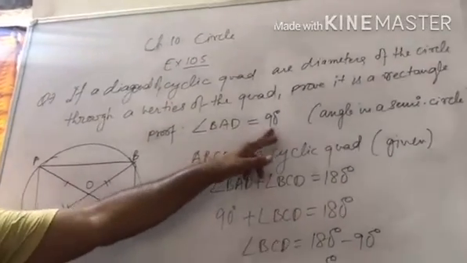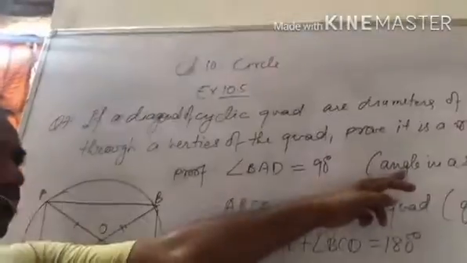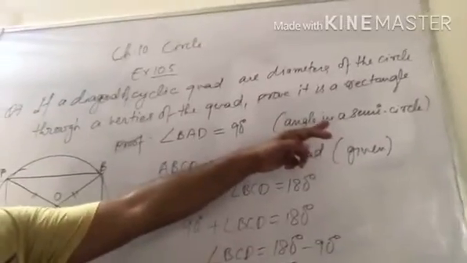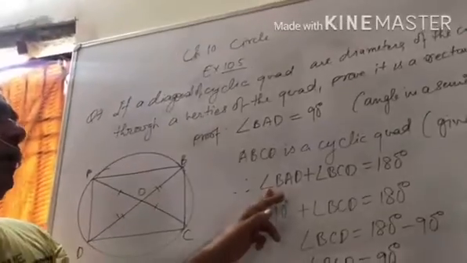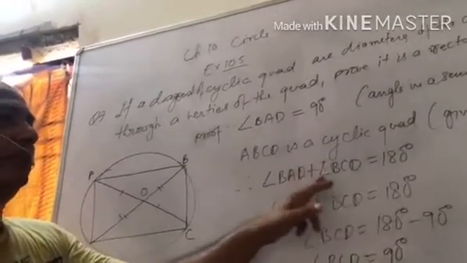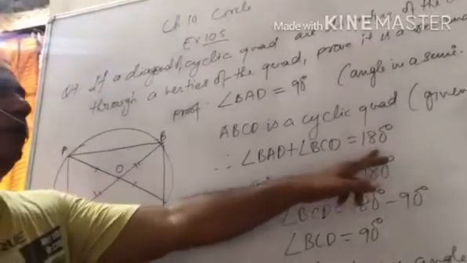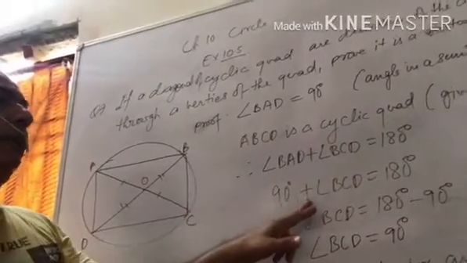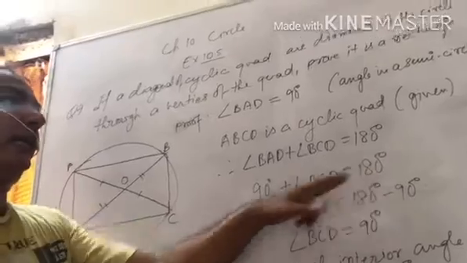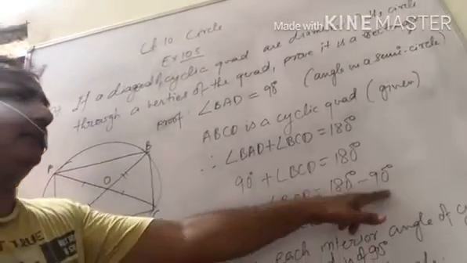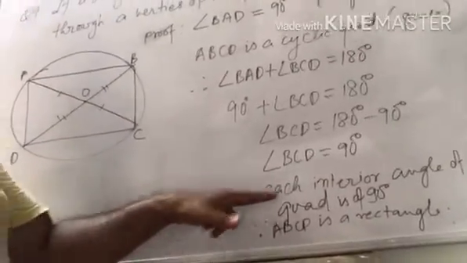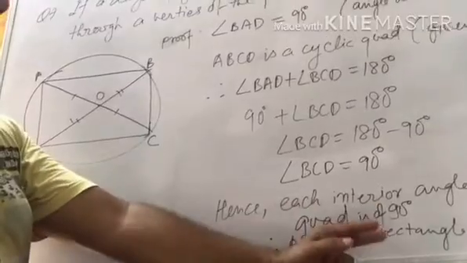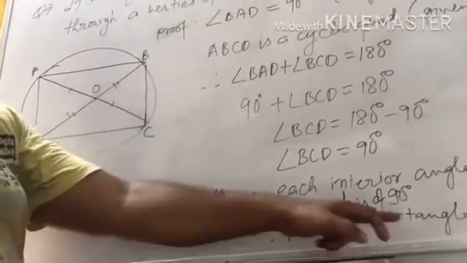Now its proof: angle BAD is equal to 90 degrees. The reason is the angle in a semicircle. Then ABCD is a cyclic quadrilateral, given. So angle BAD plus angle BCD, the sum of opposite angles, is equal to 180 degrees. So 90 plus angle BCD is equal to 180 degrees. So angle BCD is equal to 180 minus 90, then angle BCD is equal to 90. Hence, each interior angle of the quadrilateral is 90 degrees. So ABCD is a rectangle.